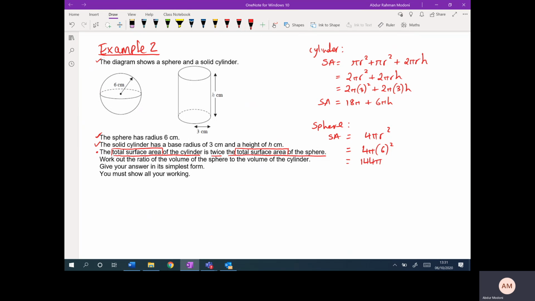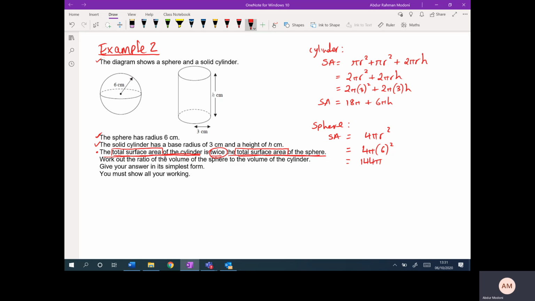Oh, sorry, made a mistake. No, that's fine. 4 pi r squared. That's fine. 144 pi. So at this stage, we've just found the total surface area of the sphere and we found the total surface area of the cylinder, but we need to use this information. And this is where students often make the mistake here, forming this equation.